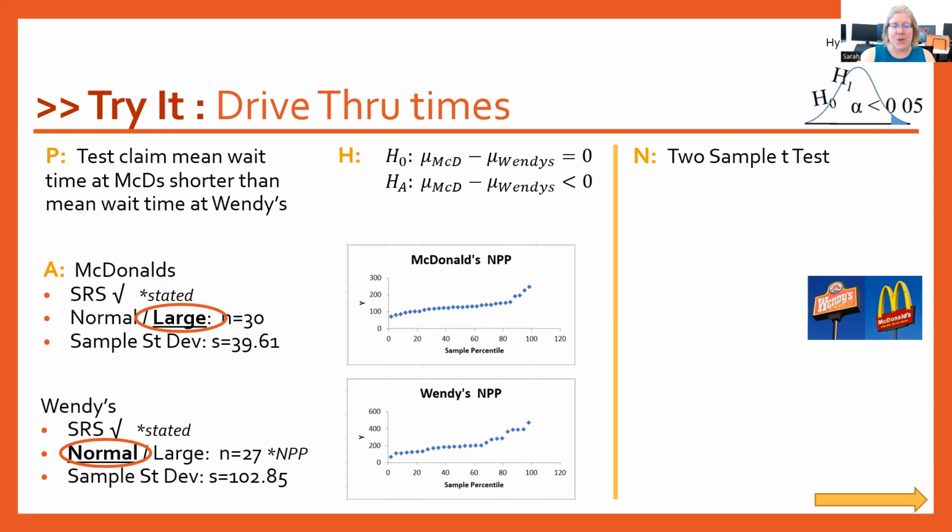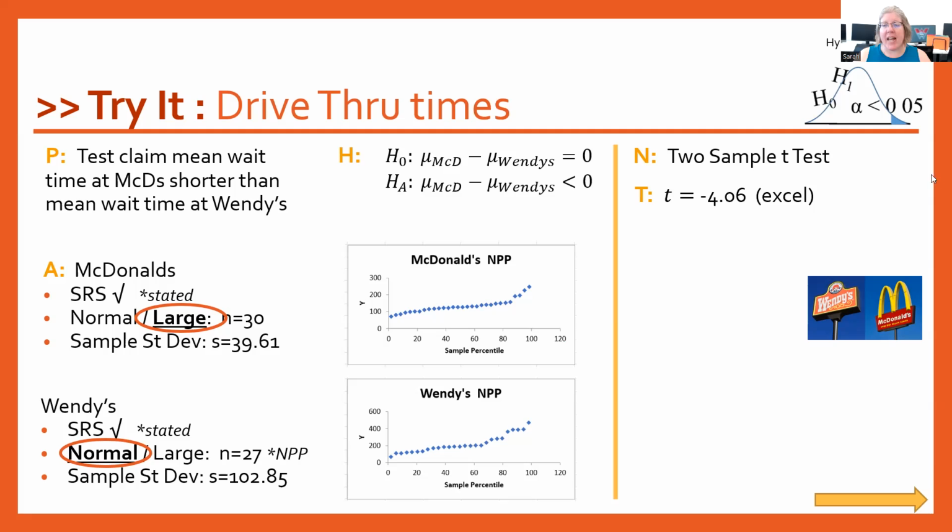So when I look at these two sets of assumptions and conditions, one thing that sticks out to me is that the standard deviation for McDonald's is about 40, and the standard deviation for Wendy's is almost 103. So much larger standard deviation for Wendy's, which means their data is going to be much more spread out, where the McDonald's data is going to be more compressed or more consistent. So it'll be interesting to see how this hypothesis test turns out. Now we do have two separate groups. These are independent groups. We have times for each car in the McDonald's list and times for each car in the Wendy's list. And those separate groups are what give us a two-sample t-test.